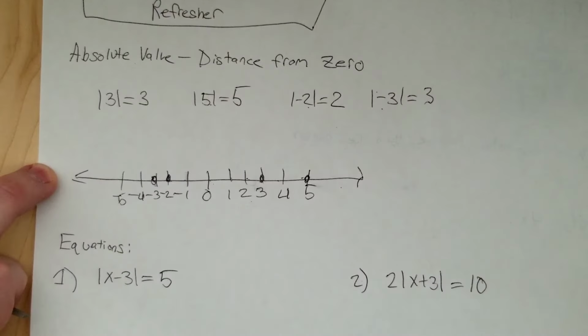So one thing to notice from absolute values is that no matter what the sign is, you're always going to have a positive answer because you can't have a negative distance.